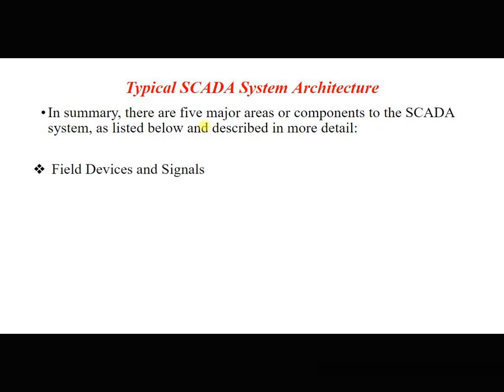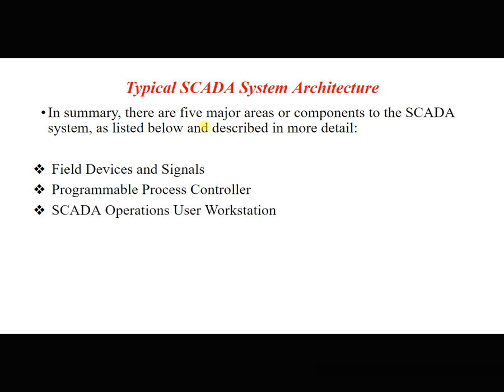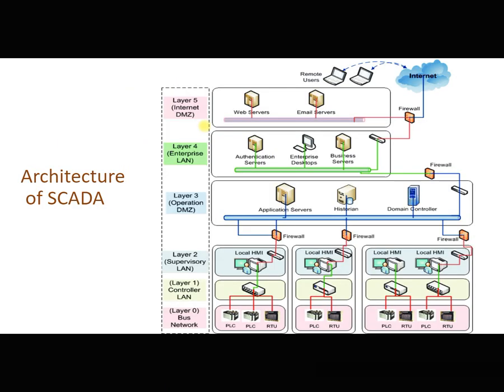So the first one is field devices and signals. Next is programmable process controllers. Next is SCADA operating stations, the SCADA server section. Next is the communication network. I'll show you one picture which will explain all these things in a better way. So this is how your SCADA architecture looks. You can see here five different levels: level 0, 1, 2, 3, 4, 5.